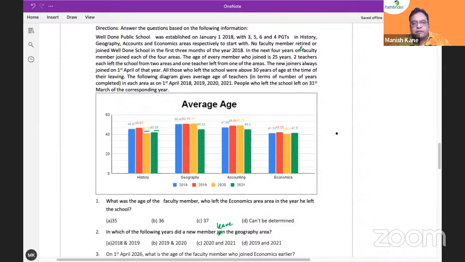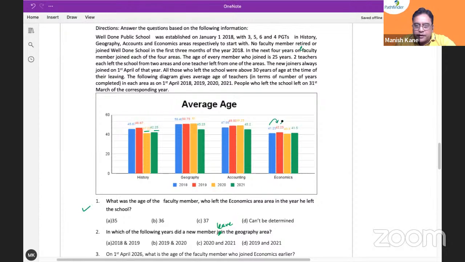Okay, never mind. So as I told you, this question is exactly like the previous one. I will just solve one question. The first one, what was the age of the faculty member who left the economics area? Now here, I don't have to list anything. I can see that from year 2018 to 19, there is no change in composition of the group because the average has increased exactly by 1 year.